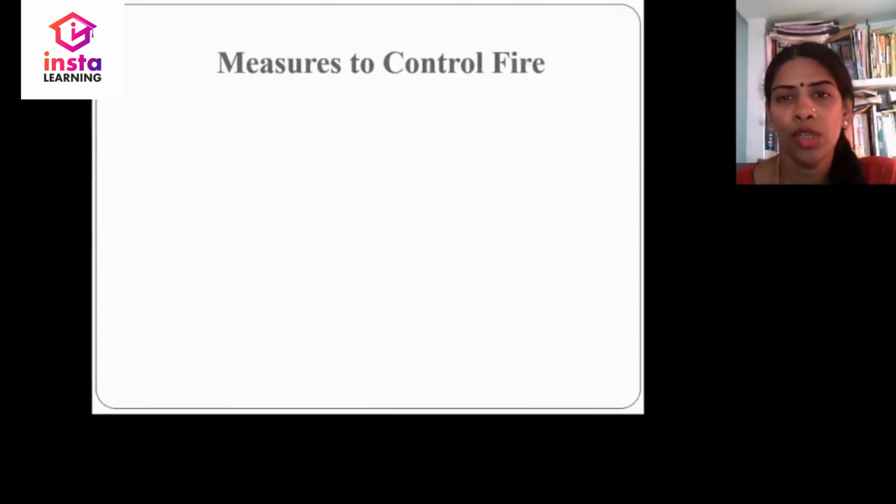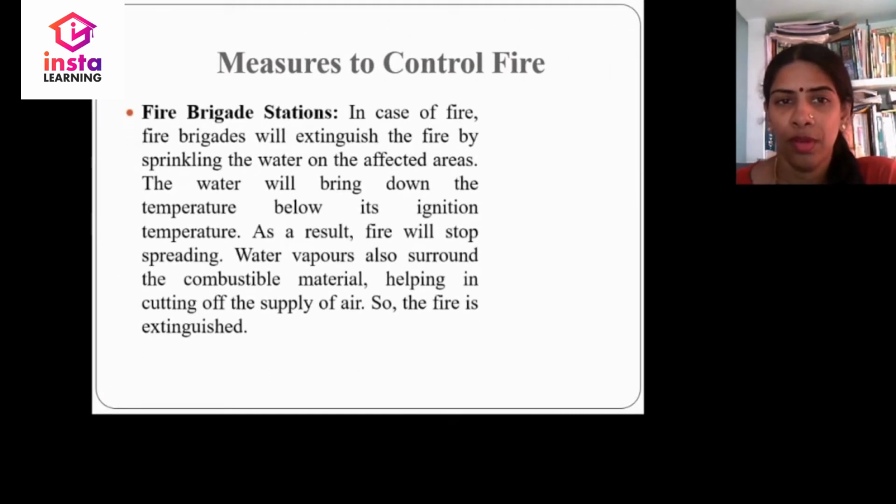What are the measures to control fire? Fire brigade station. In case of fire, fire brigades will extinguish the fire by sprinkling water on the affected areas. The water will bring down the temperature below the ignition temperature. As a result, the fire will stop spreading. Water vapors also surround the combustible material. This cuts off the supply of air, so the fire is extinguished.